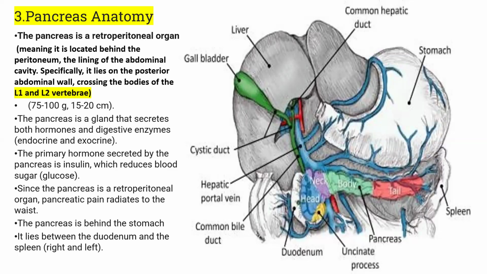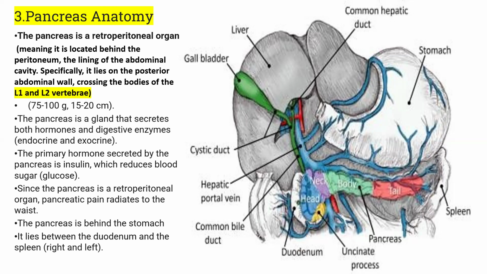Its weight is around 75 to 100 grams and its size is 15 to 20 centimeters. It is a gland that functions as both exocrine and endocrine. Exocrine: it secretes different types of digestive enzymes which help in digestion. Endocrine: it secretes hormones. So it has a dual function.